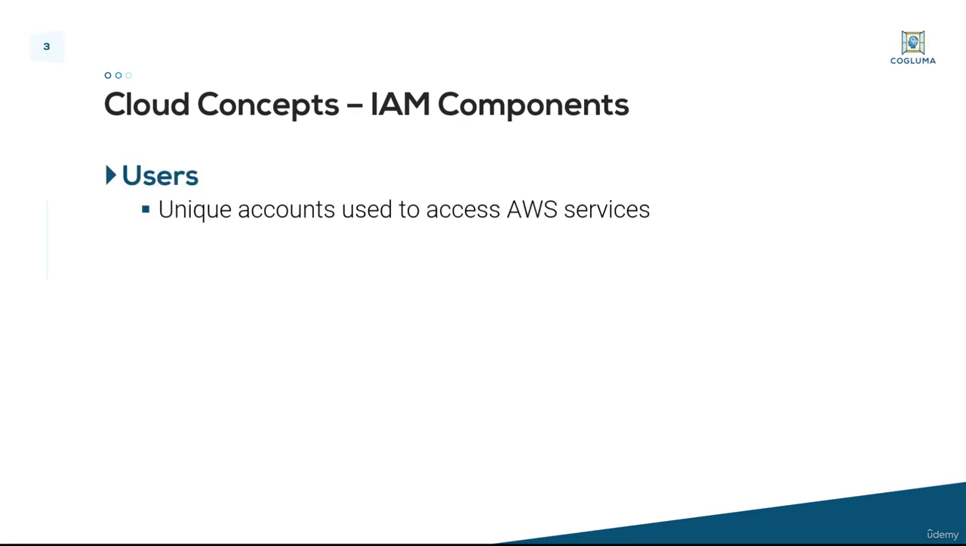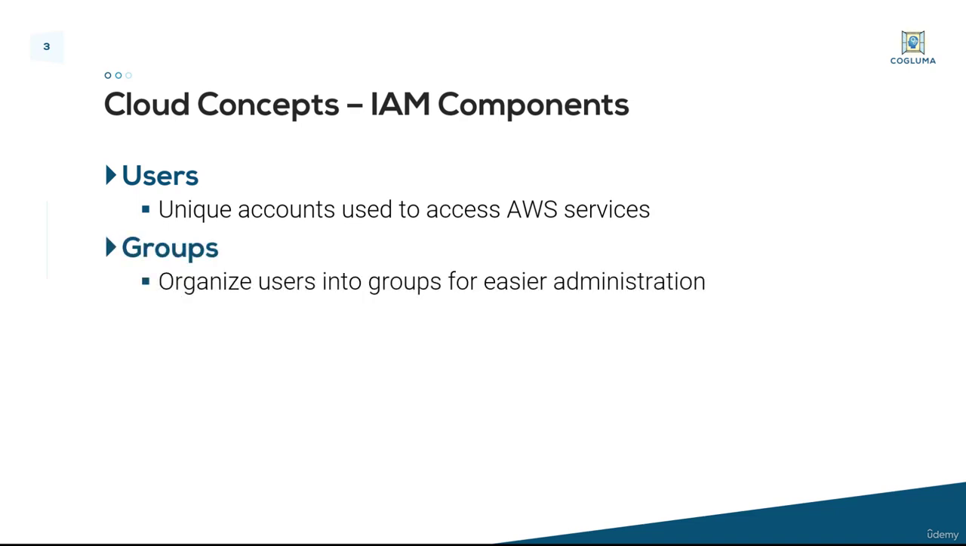So first we have users. And users are exactly what it sounds like. They're just unique accounts that are going to be used to access AWS services. So typically we're going to create an individual user account for each individual person that needs to log into our environment. Next we have groups. Groups help us organize users into groups for easier administration. So if we have an engineering team, for example, we can add that user to our engineering group, and then they would have the same rights of everybody else in that group, and we don't have to individually go into that user and make any changes.